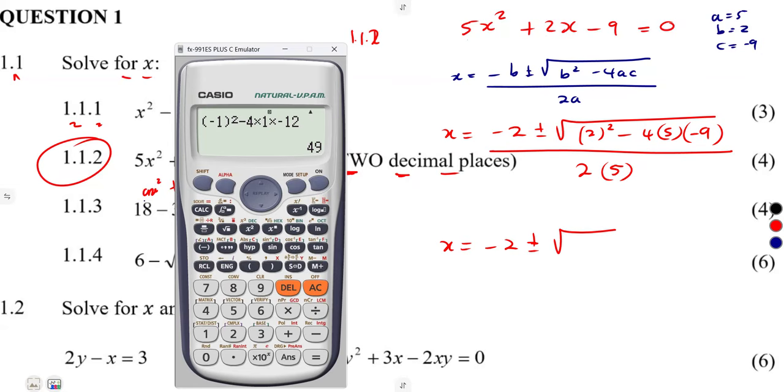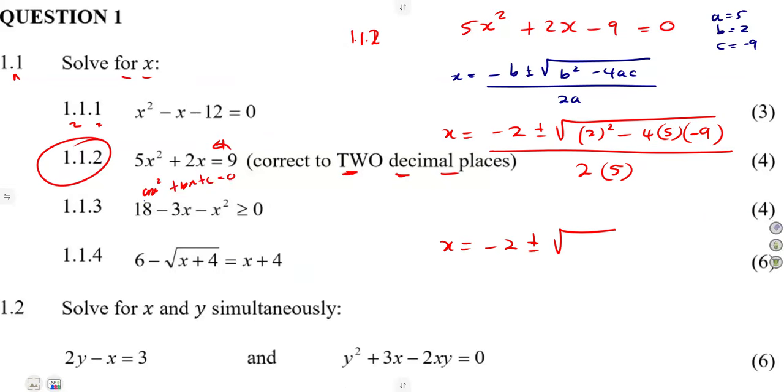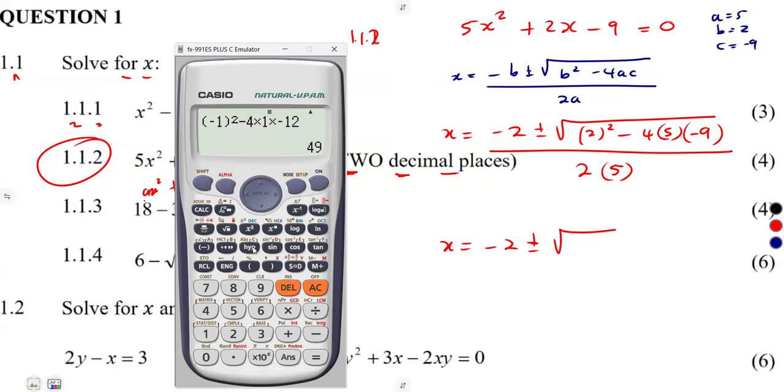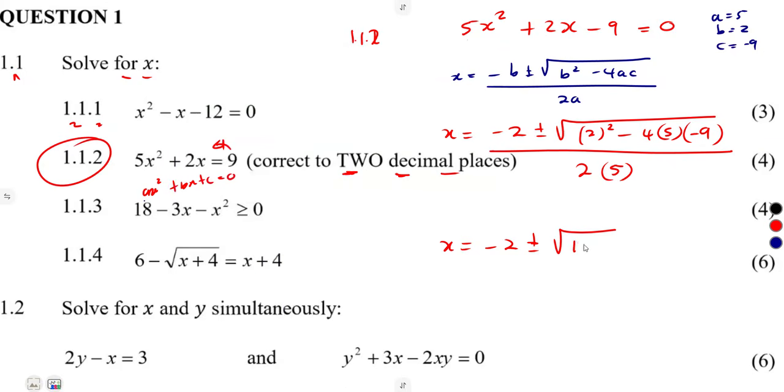So that can actually be expressed in any of the formats or manners that you understand. Let me just have this bracket, that's 2 squared. Sorry for that. Minus 4 times 5 times negative 9. And this is going to give us 184, everything over 2 times 5, which is 10.